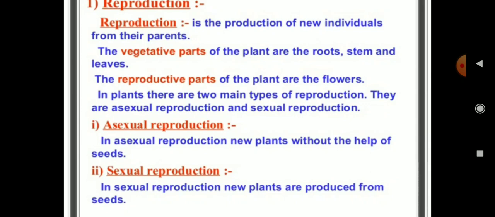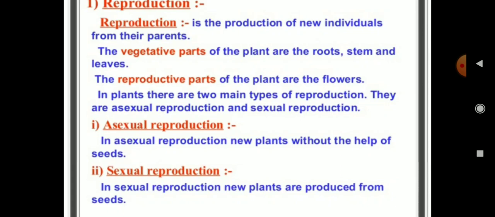The vegetative parts of the plant are the roots, stems and leaves. What are the vegetative parts of plants? Root, stem and leaves. What are the reproductive parts of plants? Flowers. Flowers are the reproductive part of a plant.